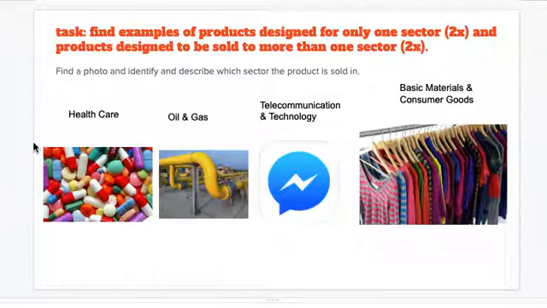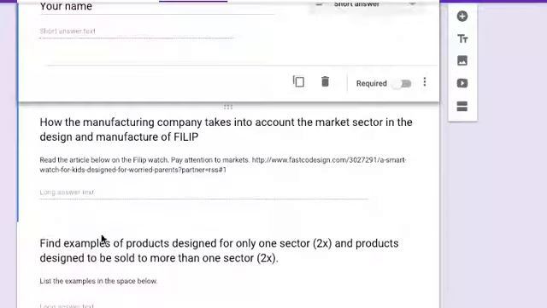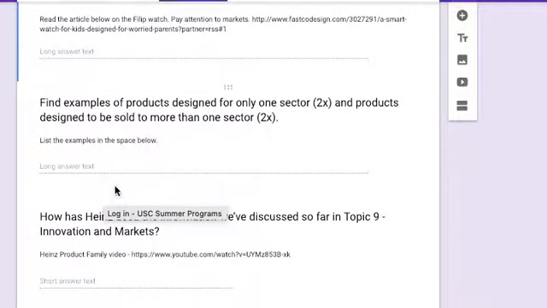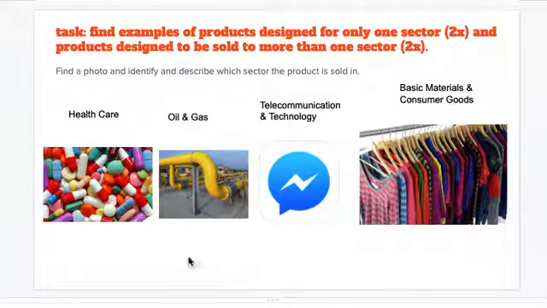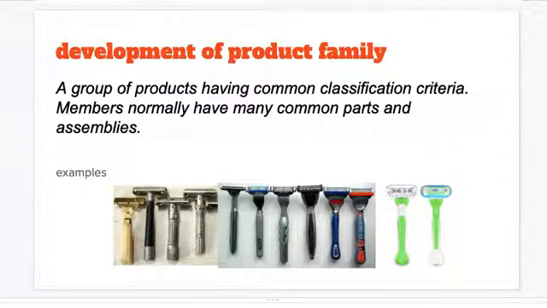The next task is finding some examples where certain products have only been designed for one specific sector, or where certain products have been designed for more than one sector. So you're looking at, if it's healthcare, what type of information is it, and what product is it? So for that, you're just creating a list of a couple of examples for which type of products have been designed for which type of sectors. So find the sector and find the product. Okay? Those are the last two tasks.